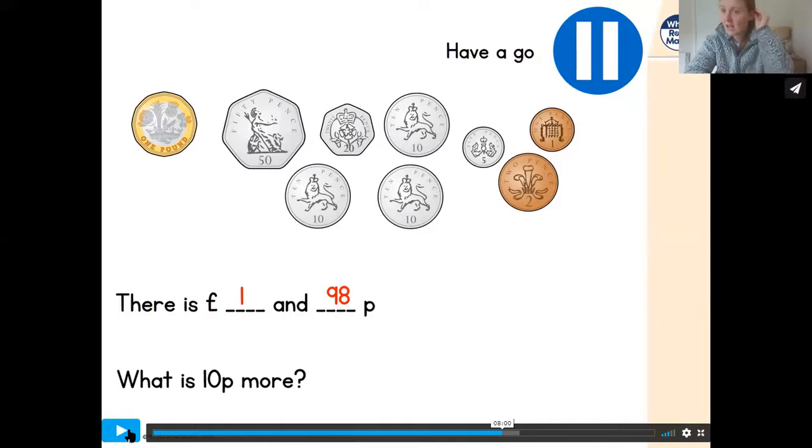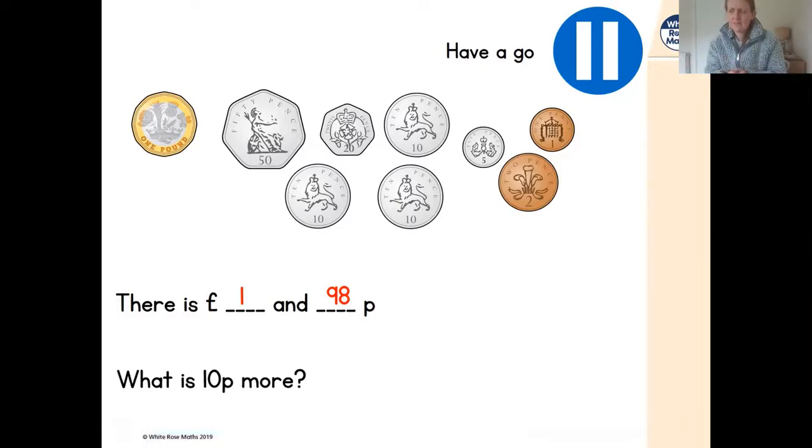Okay, so it gets a little bit trickier here now, because we know to get to £2, we only need 2p more, because that would make it 200 pennies. But we need to add 10p more. So let's count. We've got a pound, 50, 60, 70, 80, 90, 100, 105, 106, 107, 108. So I've now got £1 and 108. We don't say £1 and 108p, because that doesn't make sense.